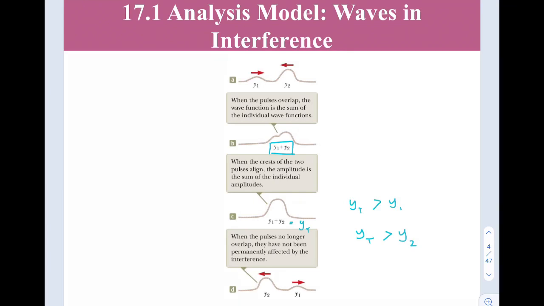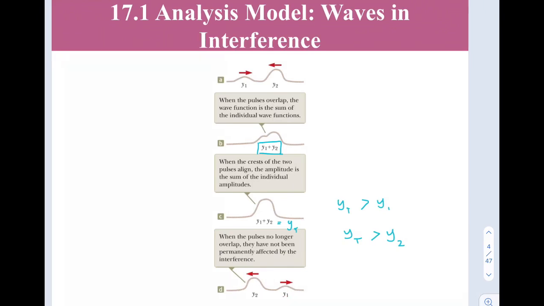The two pulses finally separate. In this final case, they continue moving in their original direction. Notice that the pulse shapes remain unchanged. This one still has a positive y displacement, and this one also has a positive y displacement, maintaining the same amount of it.